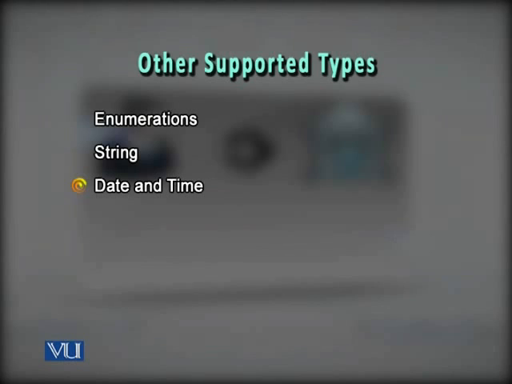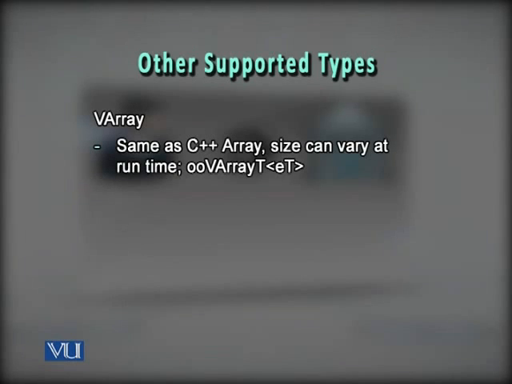Then there is another type that is supported in Objectivity C++, and this is V-array. We are familiar with array. This is quite similar to what we have been using in C++, but with one major difference, that the size of the V-array can vary during the runtime. This is something different from the routine C++ array. The type name that we use for the V-array is ooVArray, and then we give the type name.